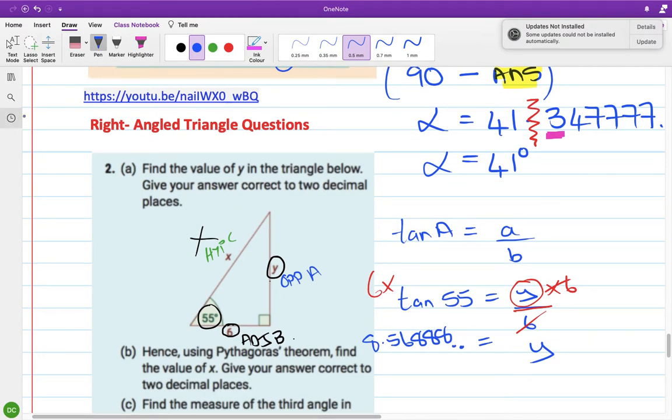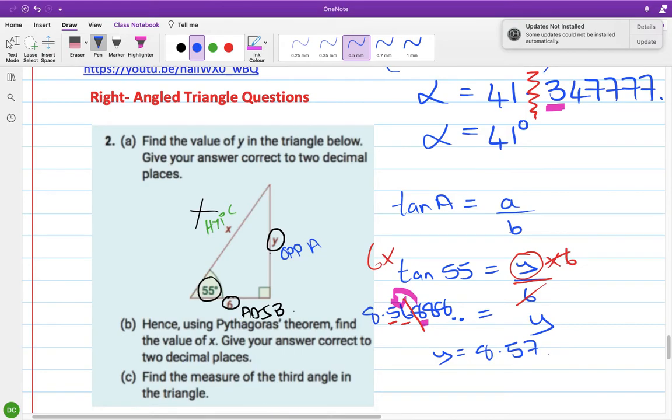Give your answer correct to 2 decimal places. Okay, so there's the first, there's the second, then we stop. We look at the next number, and we see, is it big enough? It's an 8, so it is big enough. So it'll make that 56 or 57. So y is 8.57.